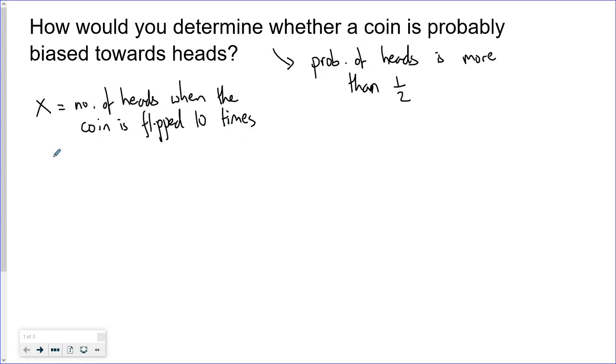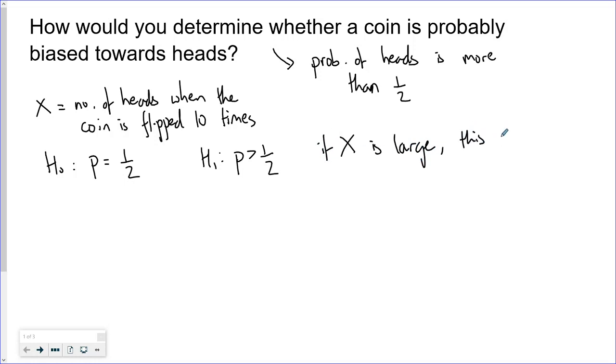Next, we're going to write down our alternative and null hypotheses. Our null hypothesis is that the coin is just an ordinary coin and it's actually fair. Our alternative hypothesis is what we think is true, which is that the probability of getting heads is more than a half, so p is greater than a half. At this point, it's worth noting what values of X will help us support this alternative hypothesis. Well, if we think the probability of heads is greater than a half, then X is going to be large. We're going to get lots of heads. If X is large, this supports H1.